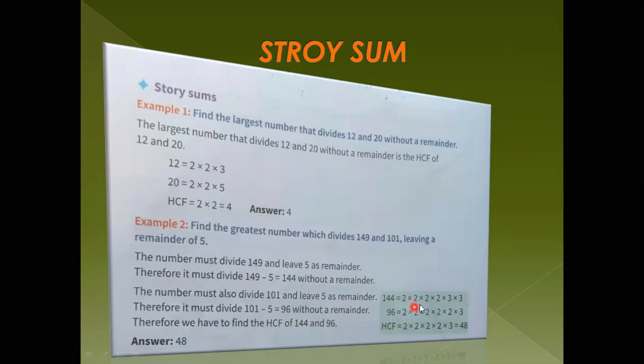The prime factors of 144 are 2 into 2 into 2 into 2 into 3 into 3, and of 96 you will get 2 into 2 into 2 into 2 into 2 into 3. Now the common factors are 2 into 2 into 2 into 2, and 3. So you will get the answer as 48. So the HCF of these numbers is 48.